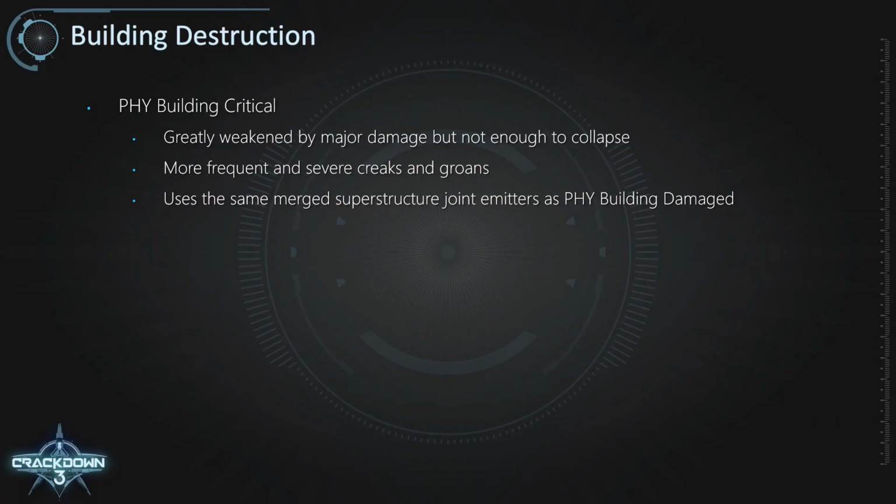Critical is basically an extension of damage. We're going to make the creaks and groans use more severe content, and we're going to use it more frequently. We also use the same exact emitters as the damage version does, the superstructure joint emitters.